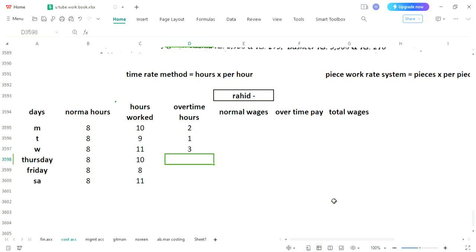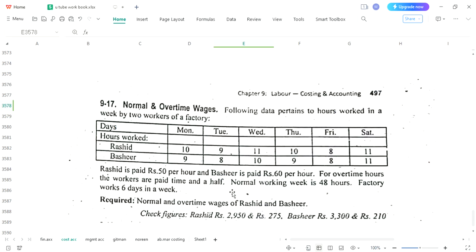Thursday, 10 working hours he worked while normal hours were 8. On Friday, no overtime, 8 hours were given and he had worked for 8 hours. Similarly, on Saturday, normal hours were 8 and he had worked for 11 hours. Overtime hours are mentioned separately. Now let's see normal wages, how they will be paid.